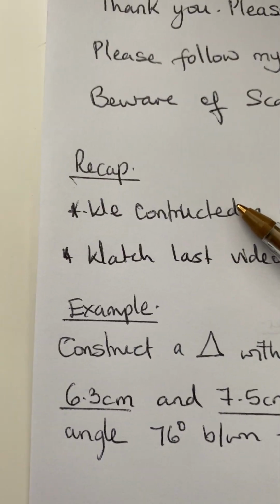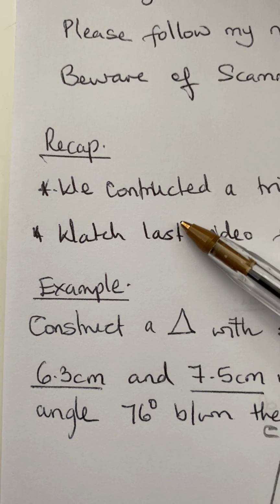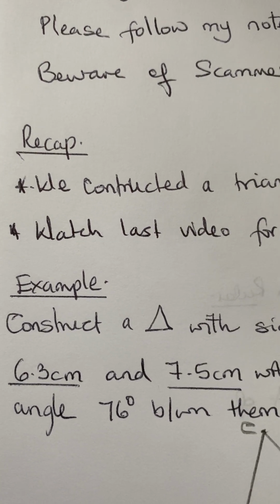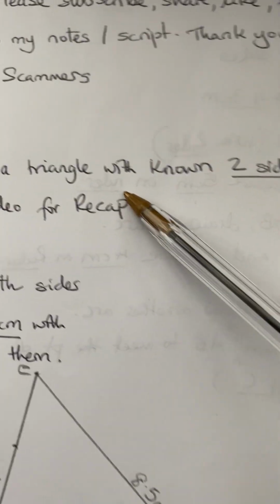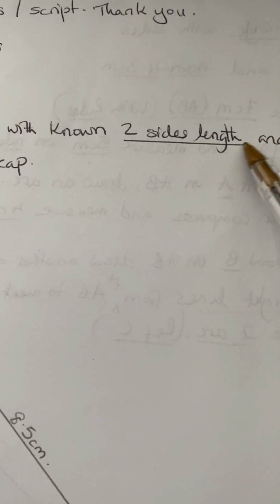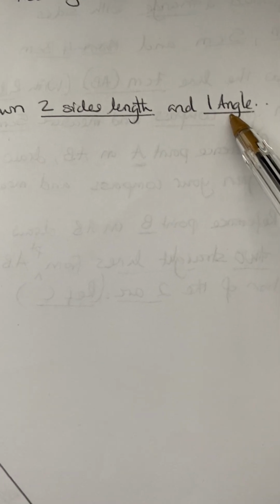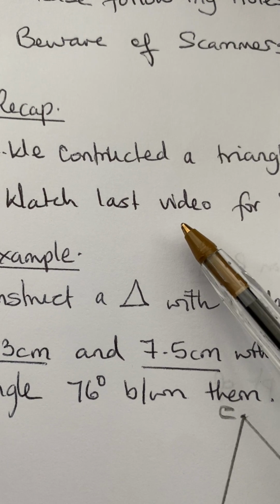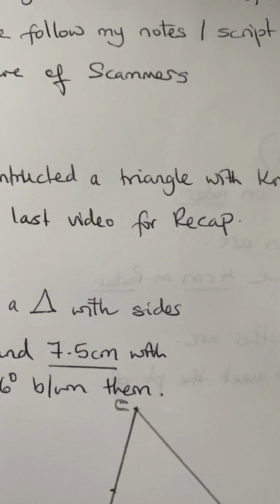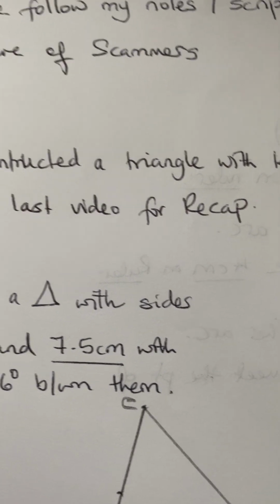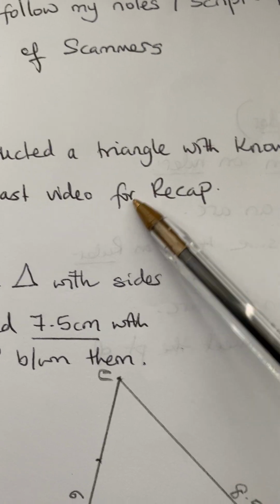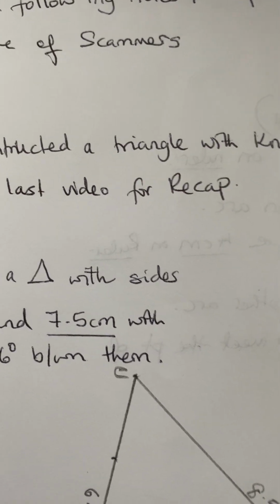Now, recap. As I said in the beginning, we constructed a triangle with 2 known side lengths. So we're given 2 lengths and an angle. Okay, and then we constructed it in our last video. So watch the last video for recap.